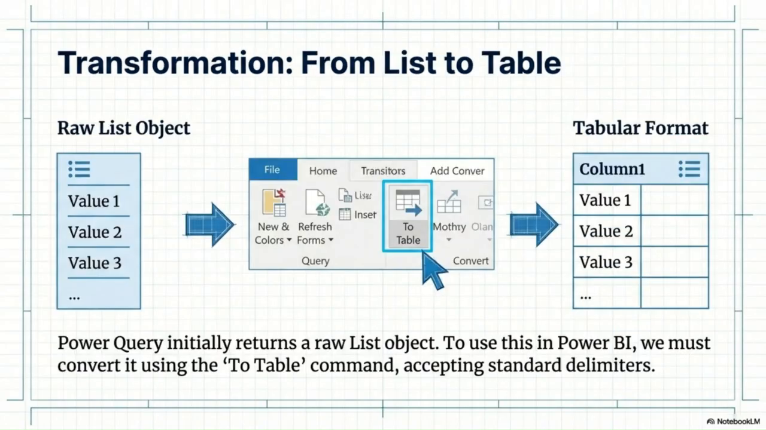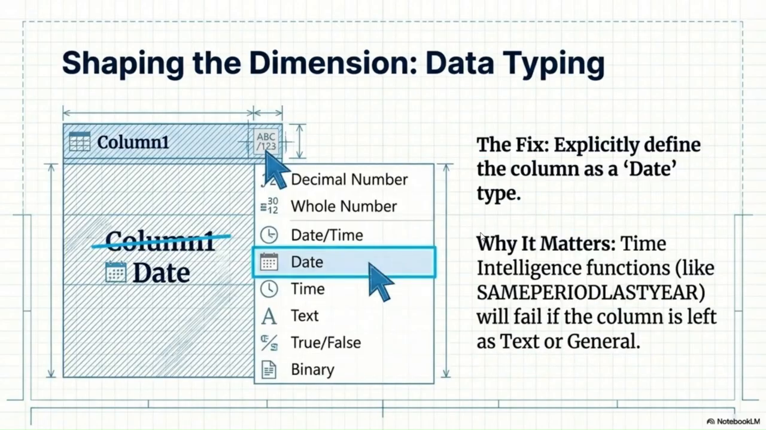Once we have this, it creates a complete gap-free date range for analysis. Power Query initially creates a list. To use it in Power BI, we have to convert it into a table. This step allows us to add columns, change data types, and prepare it for modeling.